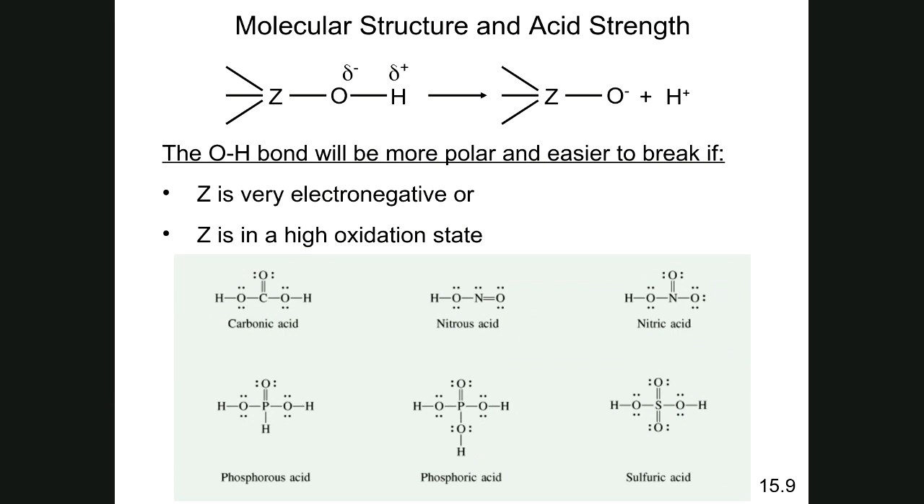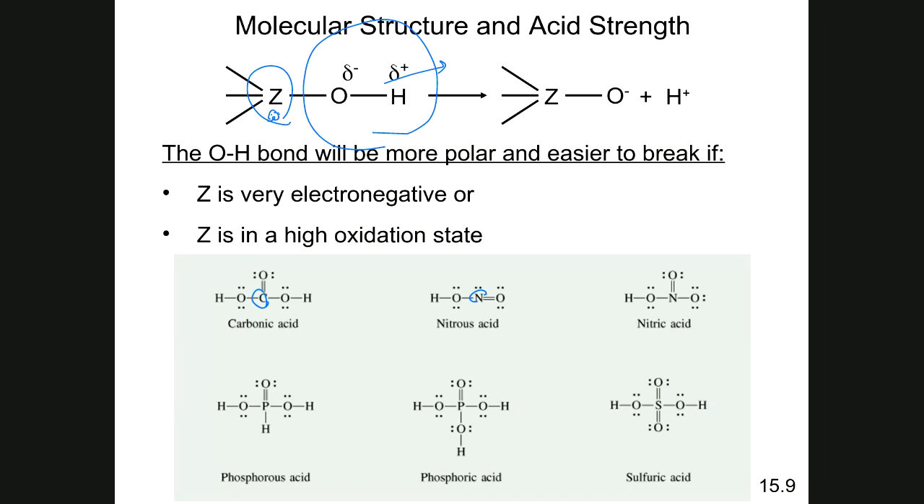Electronegativity of the atom that is attached: the greater the electronegativity, the stronger the acid is going to be. And oxidation number: the higher the oxidation number, the stronger the acid. This is the oxidation number of the atom that carries the ionizable hydrogen. So this hydrogen is going to leave easier if the oxidation number for this Z element, which is a representative element, that could be the carbon here or the nitrogen, is higher. The acid is going to be stronger.